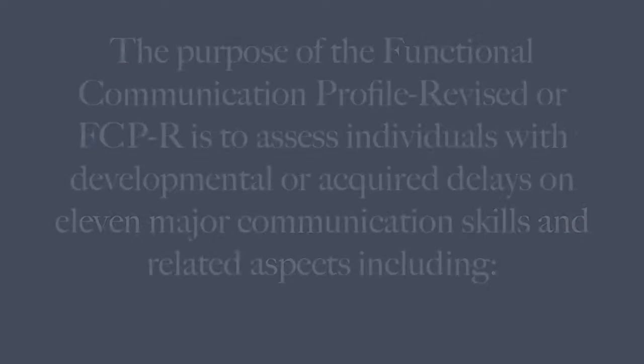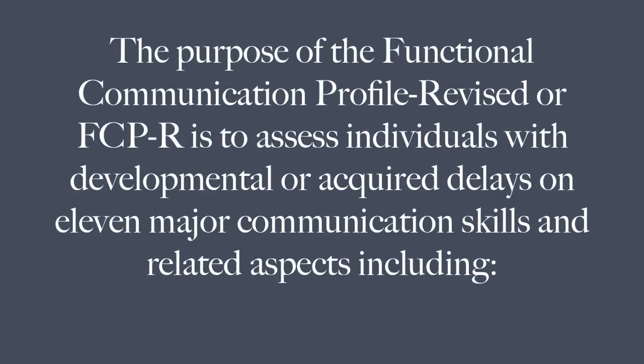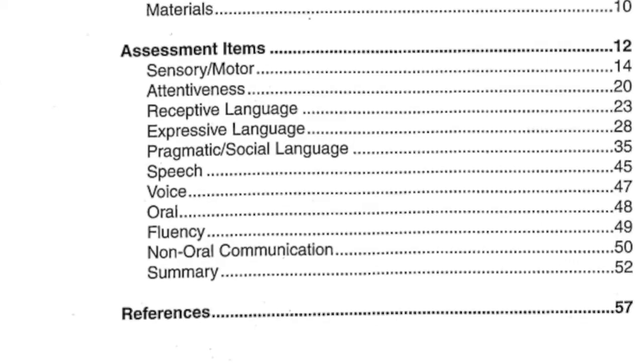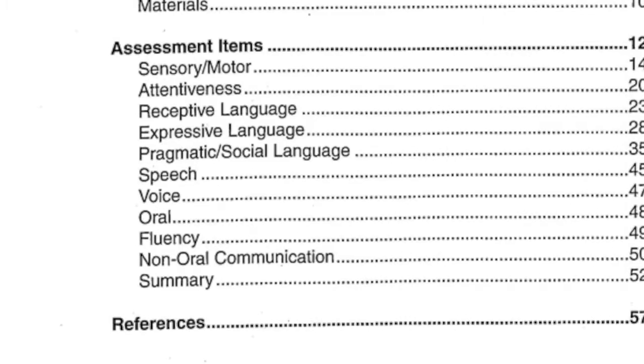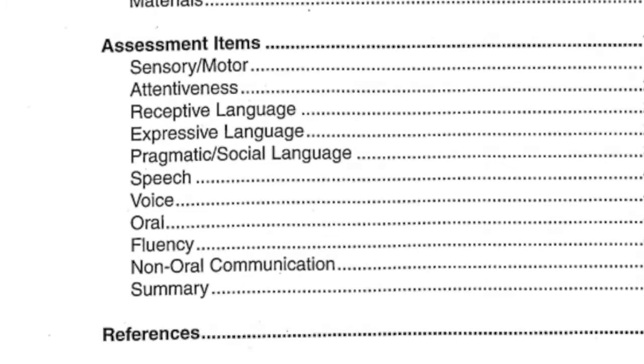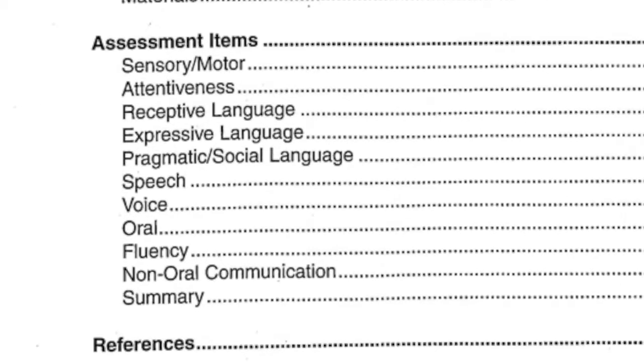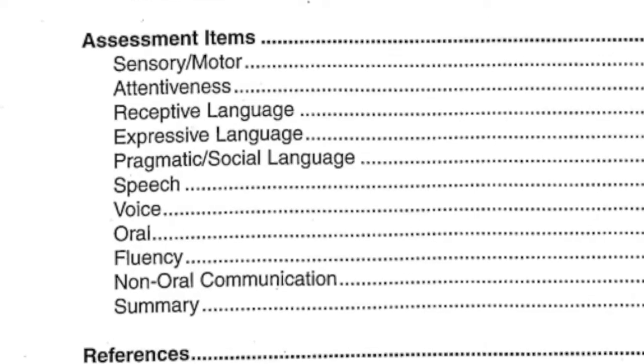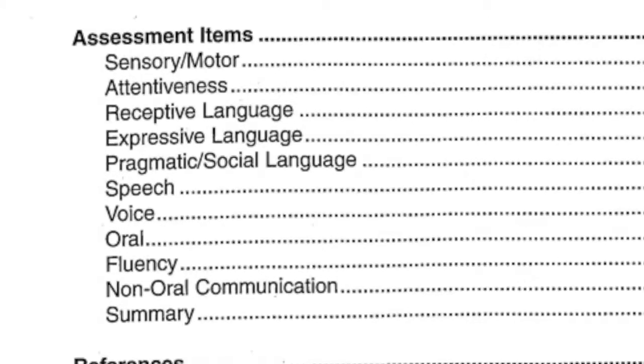Purpose. The purpose of the Functional Communication Profile Revised, or FCPR, is to assess individuals with developmental or acquired delays on 11 major communication skills and related aspects including sensory motor, attentiveness, receptive language, expressive language, pragmatic or social language, speech, voice, oral, fluency, and non-oral communication.